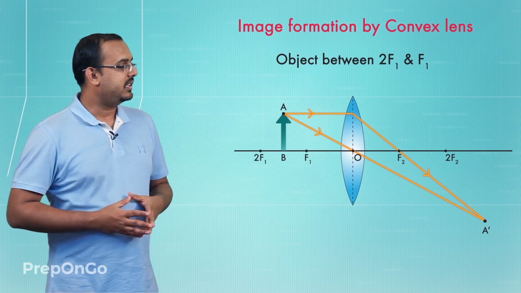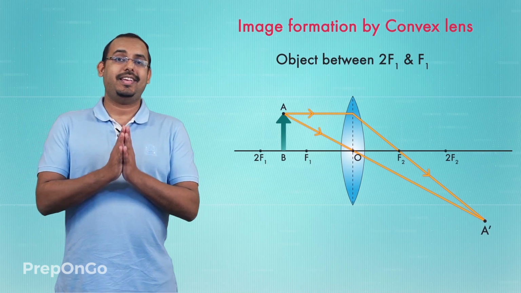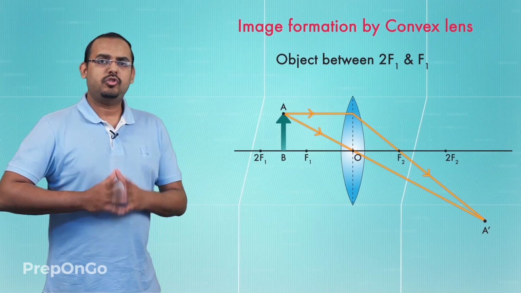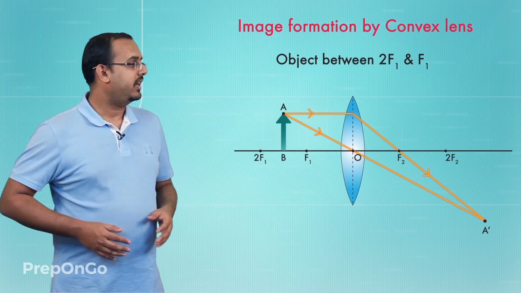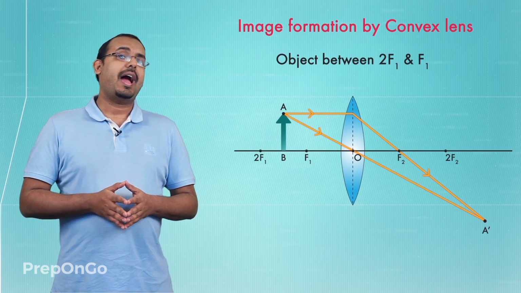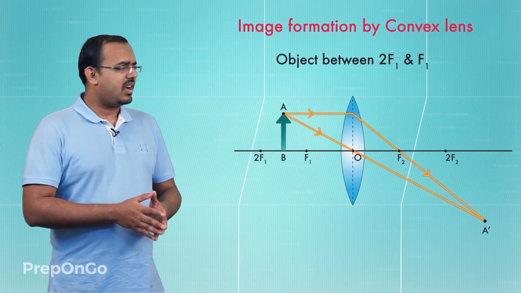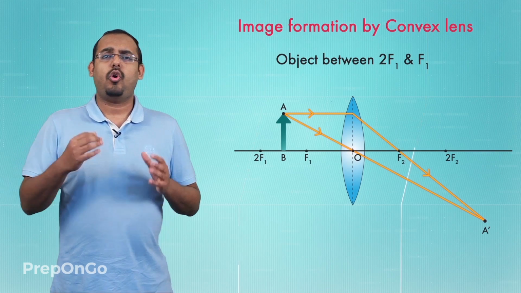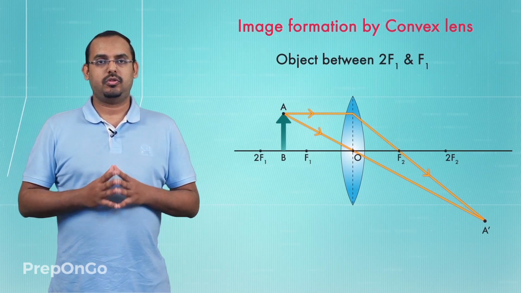So now here we can see that both these two rays, after refraction, meet at a point A dash, which horizontally lies somewhere beyond the point 2f2. So this point horizontally lies between 2f2 and infinity. Now in this case, again we'll follow the same practice for all the points that are there on the object so that we can recreate the image of the object.